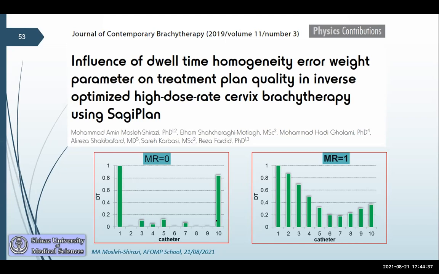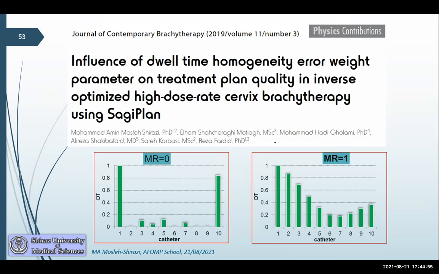So an improvement was proposed, called modulation restriction. For example, inside your plans, it's called the dwell time homogeneity error weight parameter. Zero means it's not enabled at all. One is its full application.